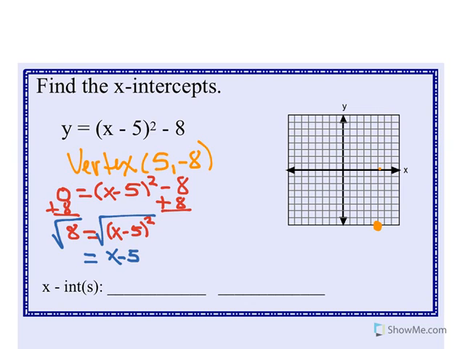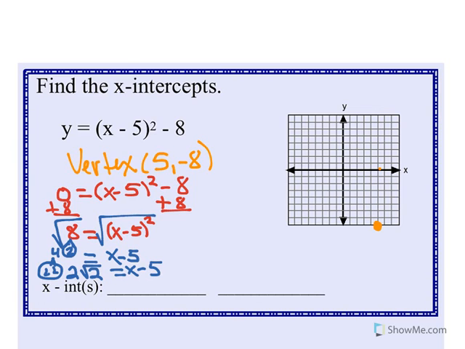Now remember, that can be simplified. That could be 4 times 2, which is 2 times 2 times 2. There's a pair of 2's. So a 2 comes out, and the 2 stays in. And that is equal to the x minus 5.